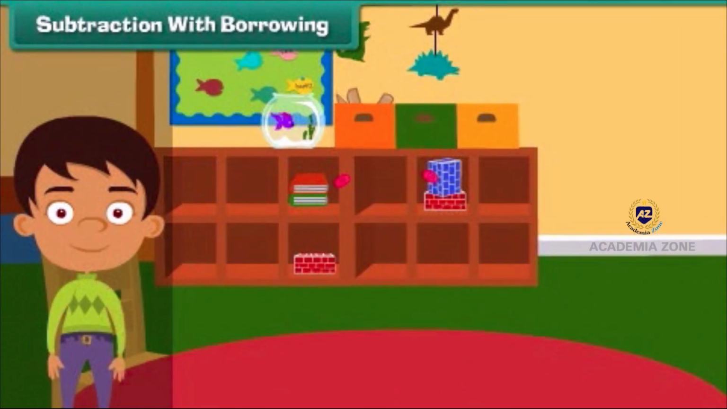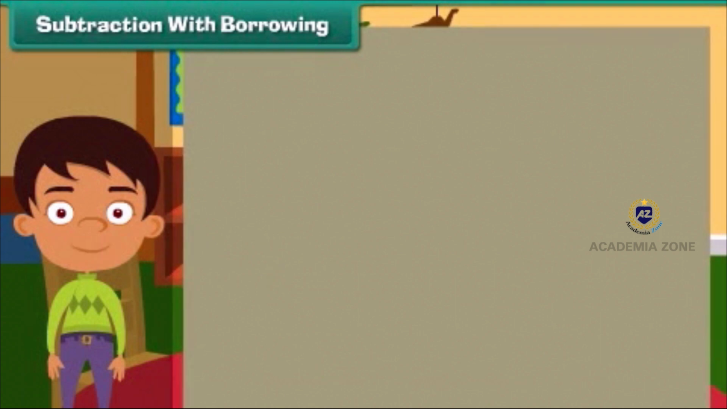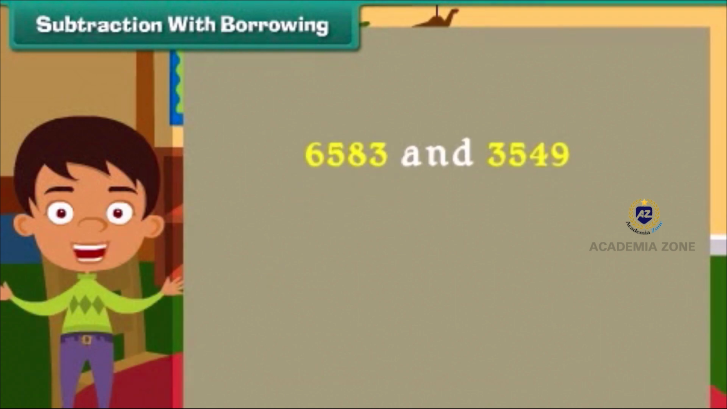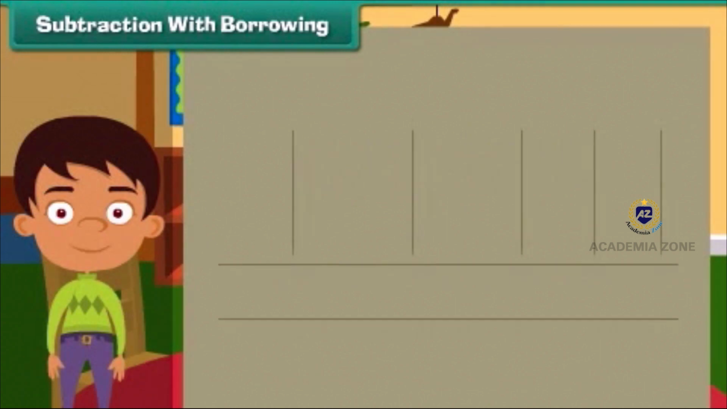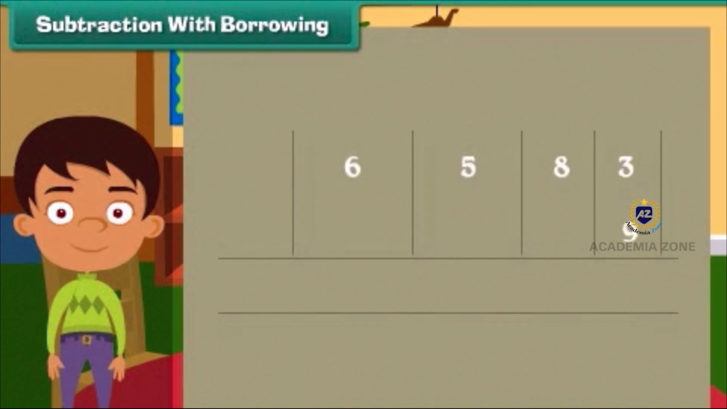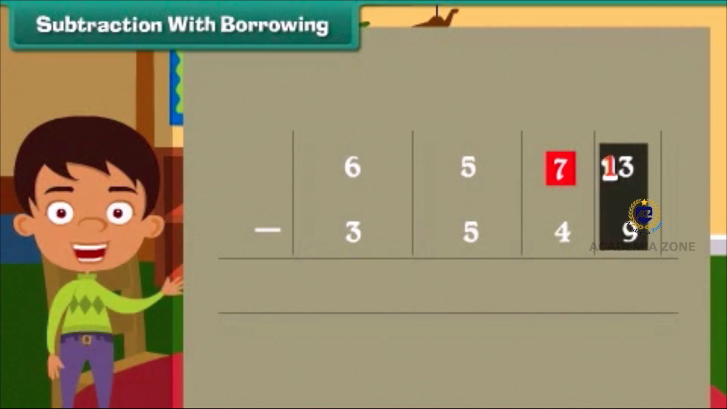Subtraction with borrowing. It's time to learn subtraction involving borrowing. Subtract 3549 from 6583. We again start from ones column. Since 3 is smaller than 9, we will borrow 10 from 8. Therefore, 3 will become 13 and 8 will become 7. Subtract 9 from 13. We get 4.